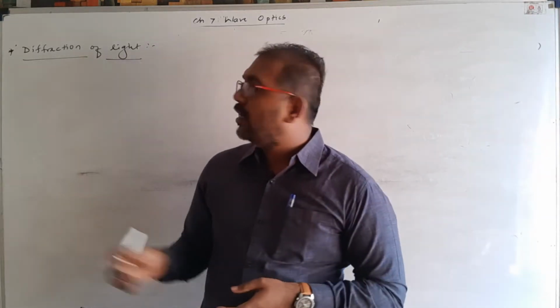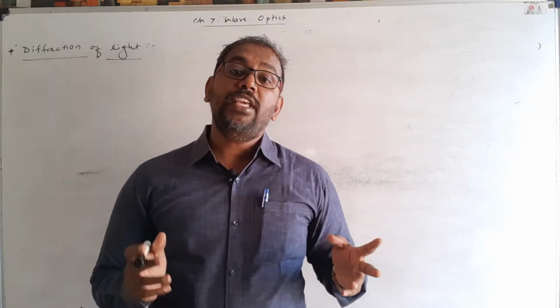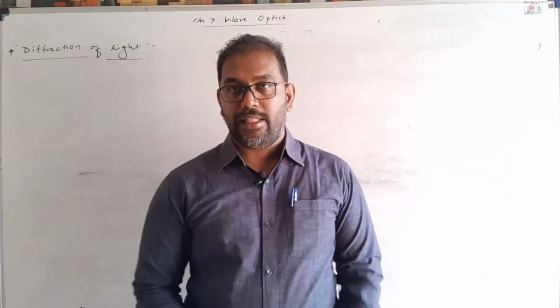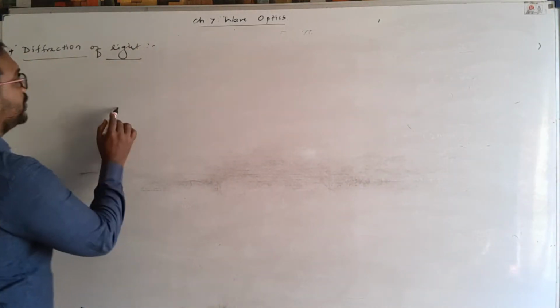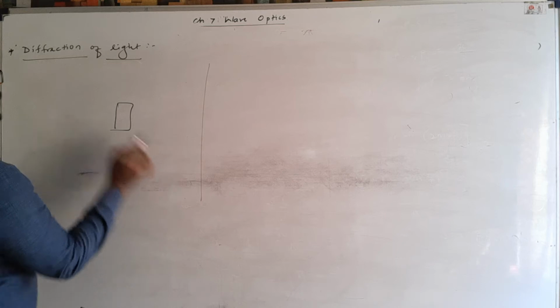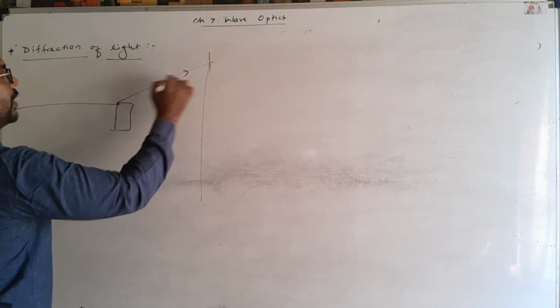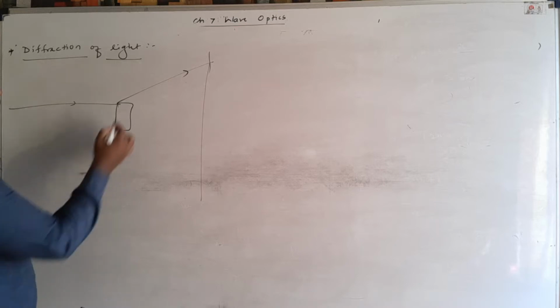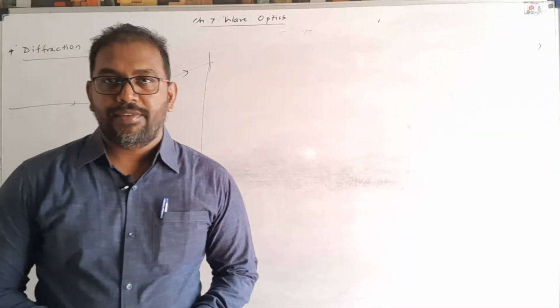But here in diffraction, light bends round the edge of an obstacle, and that bending of light is called diffraction. Means if this is the object, this is the screen, light is coming here and it bends from this edge of the obstacle and is incident here. So that kind of bending is called diffraction of light. So I hope everyone understood diffraction.